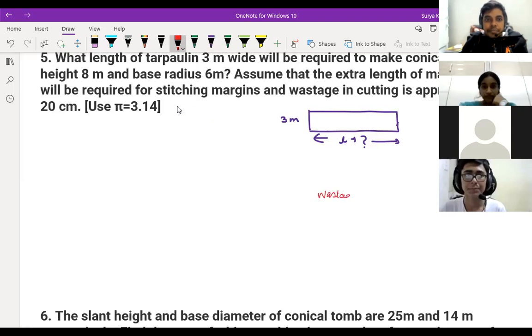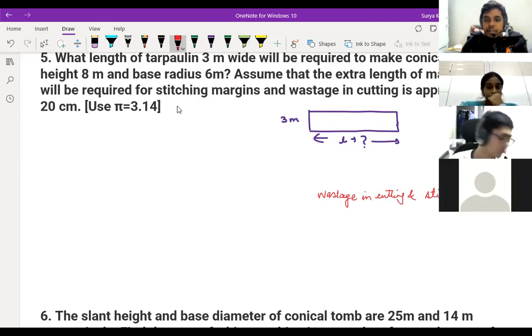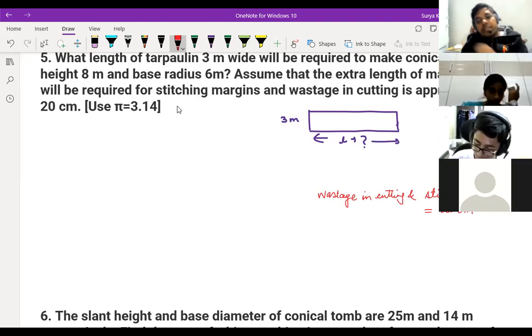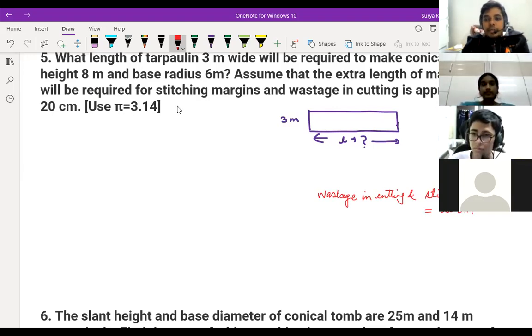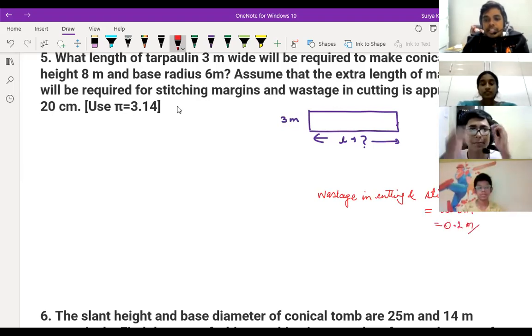Wastage in cutting and stitching margins is equal to what? 20 centimeters. So how much length are you getting? You should add 0.2 meters over there. So you can write here 0.2 meters. Right, children? So height is 8 meters.